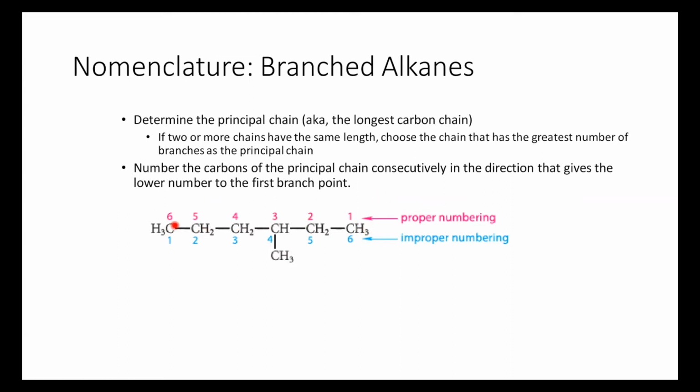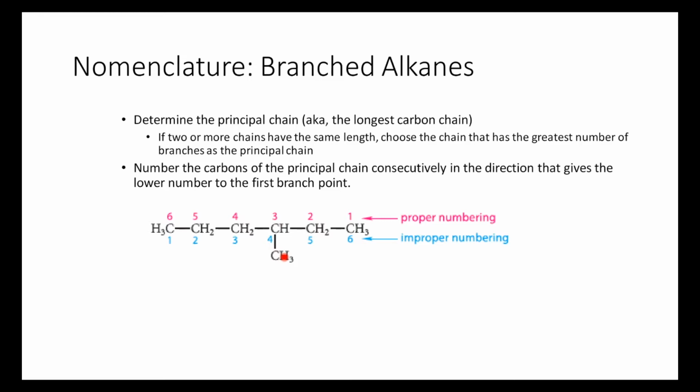So in this case, what we're focusing on is which one of these numbering options, whether you start from your right end or the left end, is going to give this branch right here, because this is our principal chain, the smallest number.